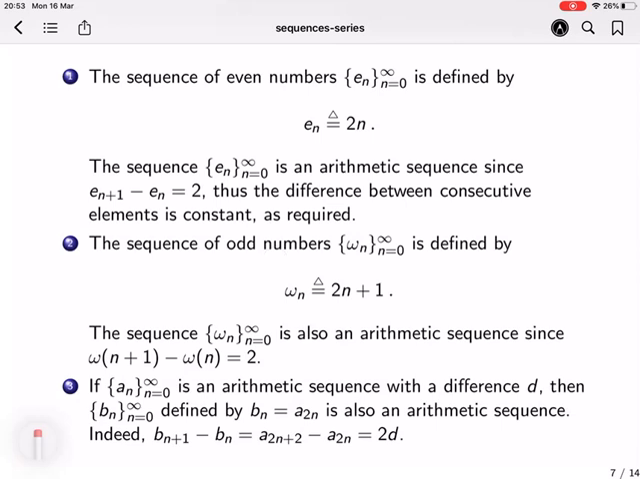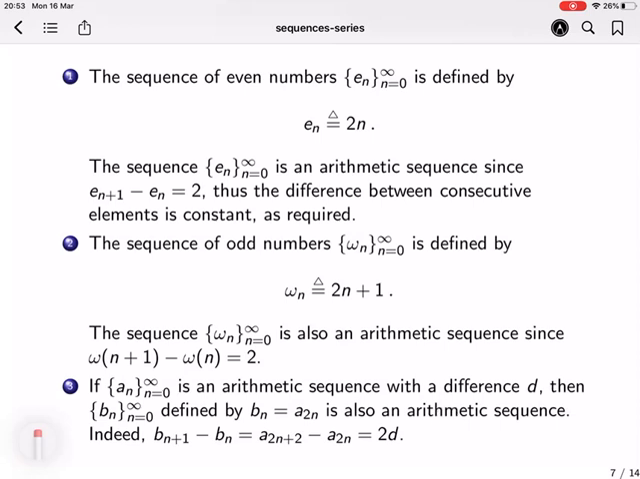Now let's think of the following situation. We have an arithmetic sequence an, whose difference is d. And now we define a new sequence bn by bn equals a with index 2n. That means that we skip every second element of a in the sequence b. Now the claim is that bn is also an arithmetic sequence.